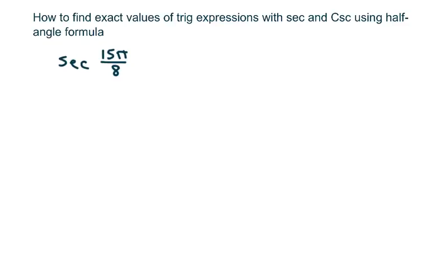Everyone, this is how to find exact values of trig expressions involving secant. There's going to be two problems here, secant and cosecant. We're using the half angle formula. The first thing I'm going to note is that secant equals 1 over cosine. So I'm going to write this as 1 over cosine of 15 pi over 4.